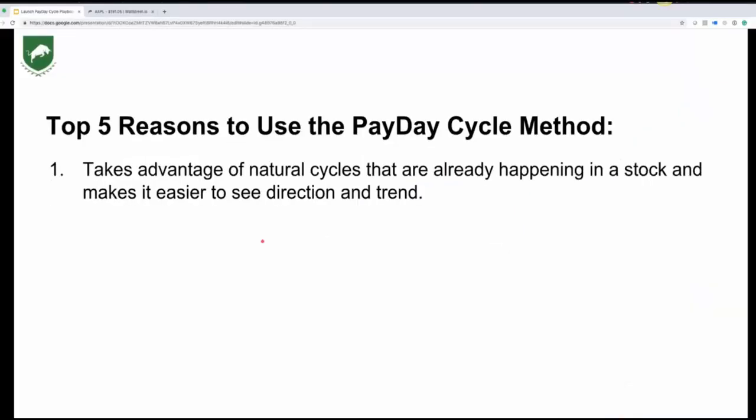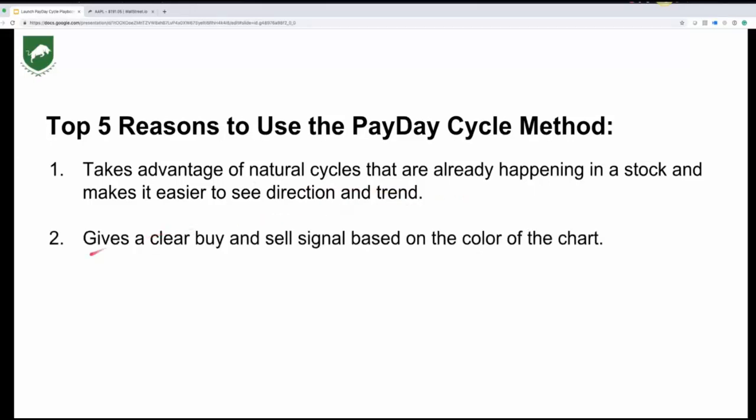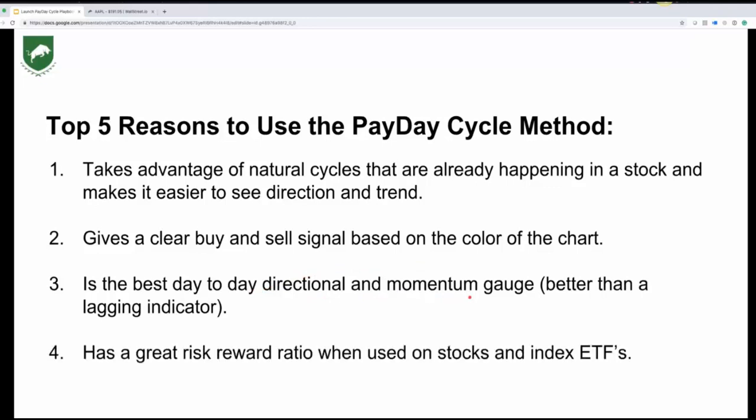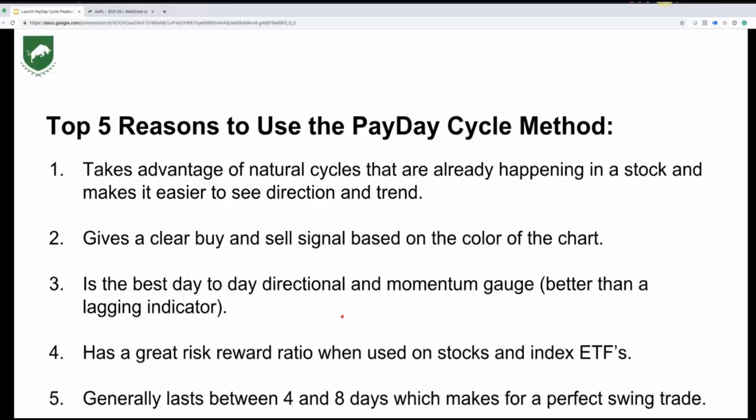Some of the main reasons to use the payday cycle method in the Heikin-Ashi chart is that it takes advantage of naturally occurring cycles. These are already happening anyway, and it makes it easier to see a stock's direction and trend. It also gives a clear buy and sell signal based on the color of the chart. It's the best day-to-day directional and momentum gauge, and I think it's better than most lagging indicators. It's got a great risk-reward ratio when used on stocks and index ETFs. I'll show you that in a moment. And it also has really great length of the cycles, between 4 and 8 days, and that really makes for the perfect swing trade.